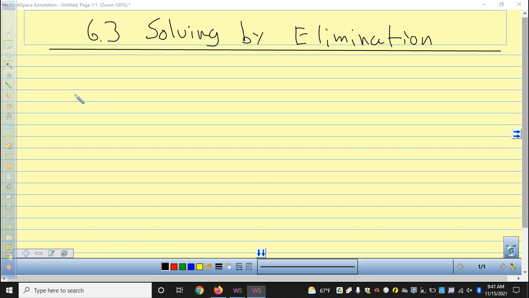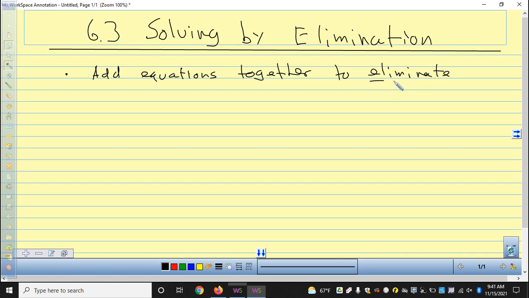So today, when we solve by elimination, what we're going to do is add the equations together to eliminate, make it go away, to eliminate one variable. And it's nice because the process is really pretty easy to do. So these eliminate one variable, that's what we call it, elimination. So let's look at an example.